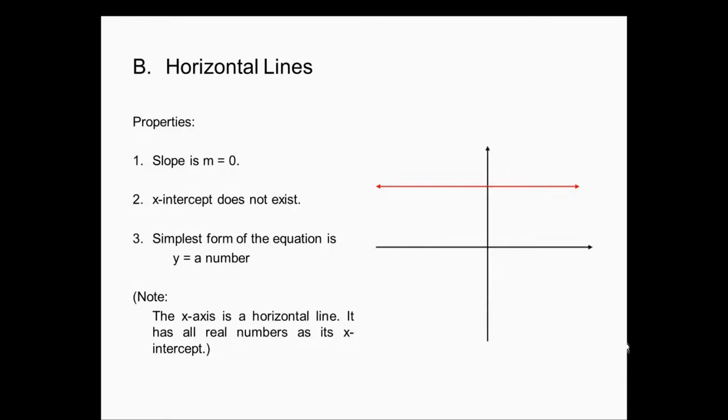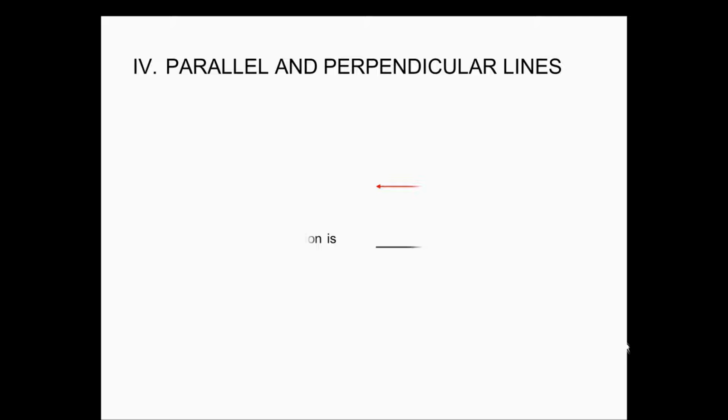Again, the x-axis is a horizontal line. It has all real numbers as the x-coordinate of its x-intercept. The equation of the x-axis is y equals 0. So that's our vertical and horizontal lines. Now take a look at parallel and perpendicular lines. Let's do the parallel lines first.